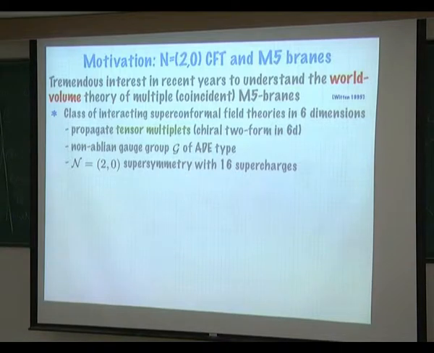Since the theory is supposed to describe multiple M5 branes, coincident ones which sit on top of each other, the theories are also generically non-abelian gauge theories. So there's a non-trivial gauge group which I will call G, and which can be taken anything within the ADE classification. Moreover, as the name already suggests, the theory is a superconformal theory, so it transforms under the N equals 2,0 superconformal algebra, which has 16 supercharges. So that's a very well-defined setting for the theories.